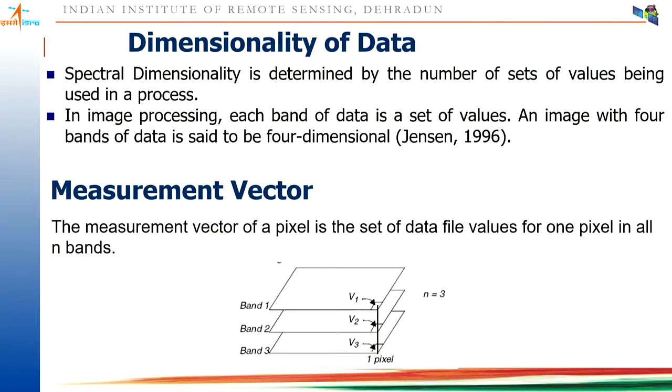Now the measurement vector of a pixel is the set of data file values for one pixel in all the n bands. So suppose we select any one pixel and we write down the brightness value or pixel value of that pixel in all the bands, then we call this the measurement vector of that particular pixel.